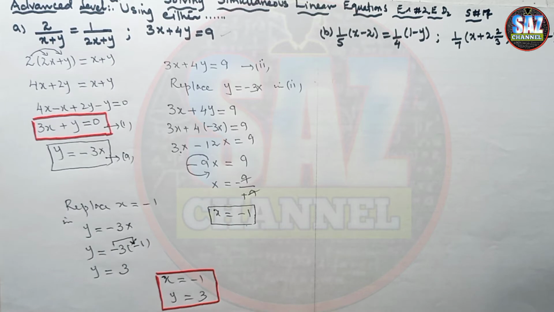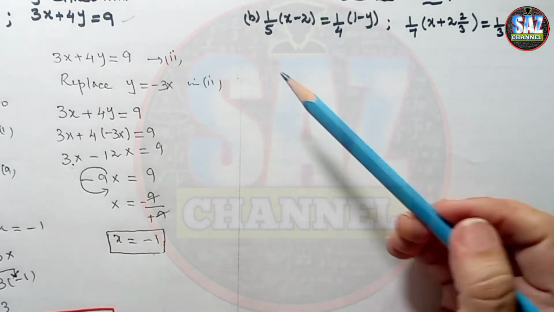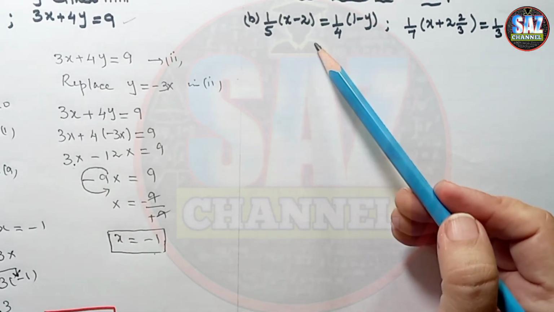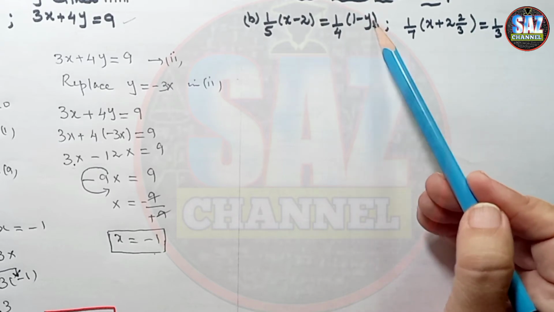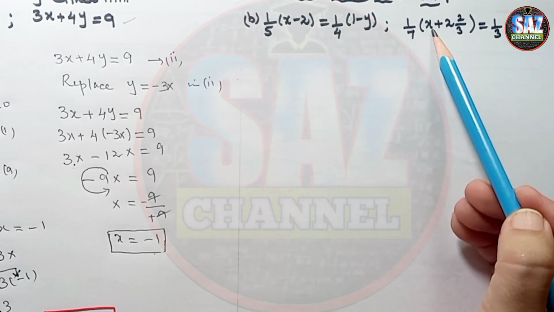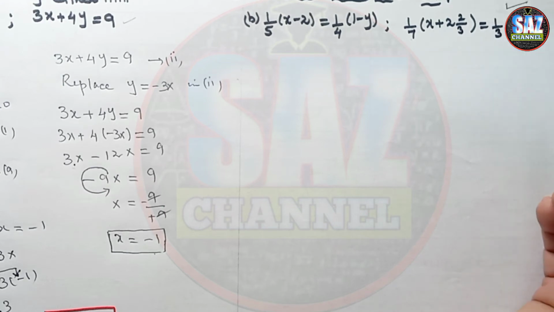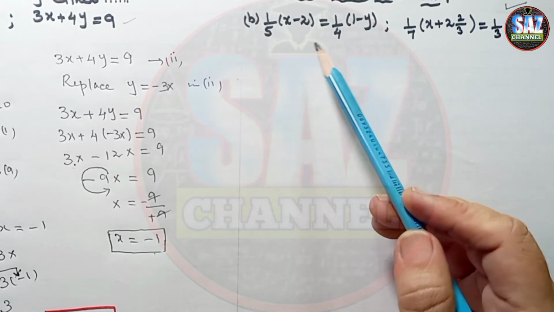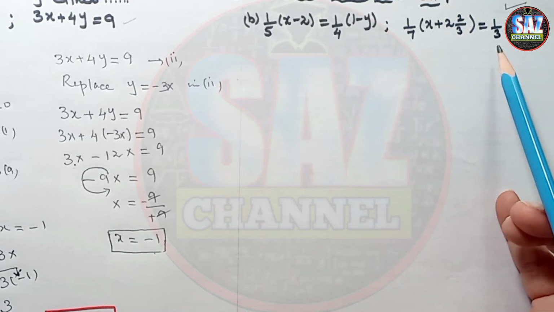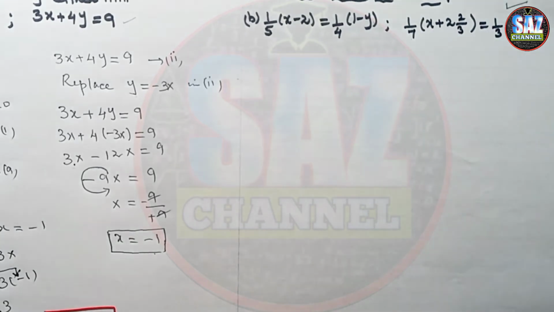Okay, and let me move to the next question, and let me read the question first from the book. Question says that 1 over 5 into x minus 2 equals 1 over 4 into 1 minus y, and the second equation is 1 over 7 into x plus 2 whole, 2 by 3, equals 1 over 3 into 3 minus y. Now if we look at both the equations given in the question, they are in the form of a fraction. So first of all, we have to make these equations free from fraction.